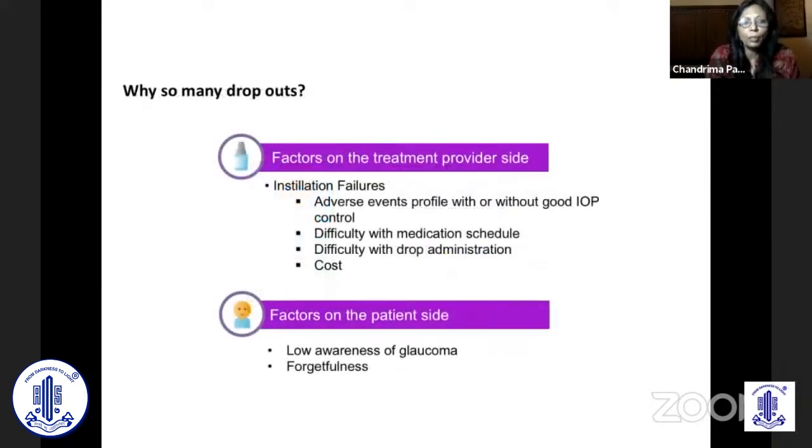Why so many dropouts? Factors on the treatment provider side: we can have instillation failures, adverse event profiles, or lack of good IOP control, difficulty with medication schedule, difficulty with drop administration, and of course, in our country, cost is always a huge factor. But we also have factors on the patient's side, like low awareness of glaucoma. They think, what for am I using these drops? I don't have anything. And then, of course, forgetfulness.